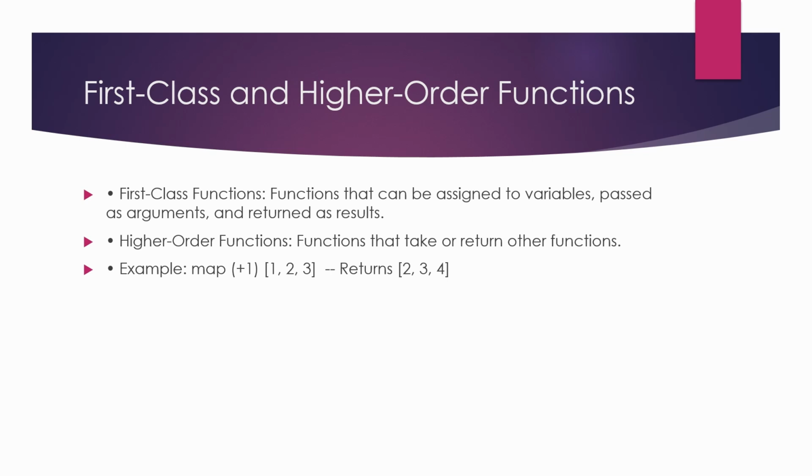Functional programming treats functions as first-class citizens. This means that they can be assigned to variables, passed as arguments, and returned as results. Higher order functions are a key feature as they take other functions as inputs or return them as outputs. For example, the map function can apply a given operation to each element in a list.